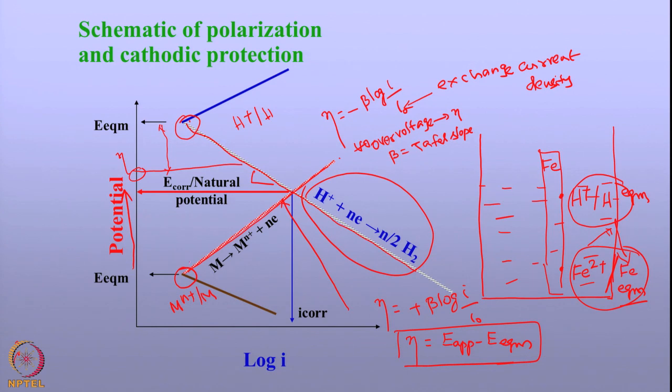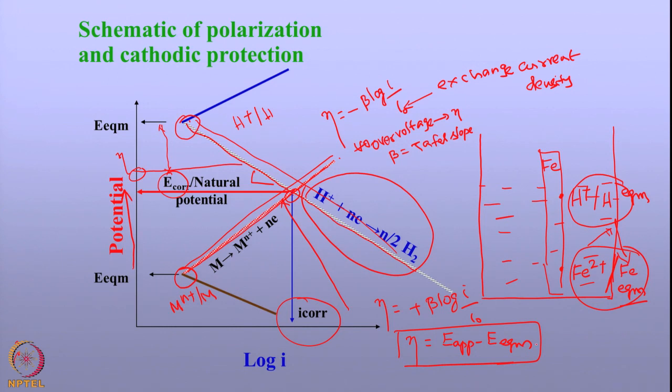Let us take this oxidation of the metal that goes like this, and reduction of the H plus ions following this line here. And you see somewhere at this particular point, the rate of oxidation is equal to the rate of reduction. The metal will remain neutral at that particular potential because the rates of reaction 1 and reaction 2 are going to be the same, and so the metal will remain neutral always. And this potential is called the corrosion potential. This is also called the natural potential in the parlance of cathodic protection engineering. And because the metal is held at this particular potential, it dissolves at a rate given by the corrosion current density.